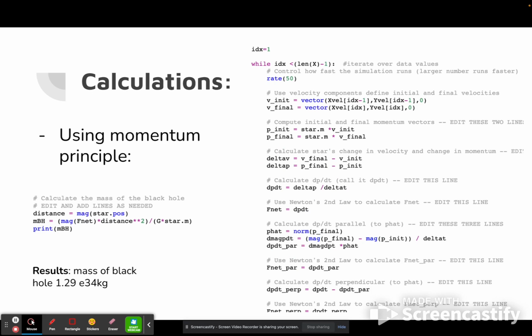For my calculations, I use various equations that I previously mentioned, such as p equals mv, Newton's second law, the momentum principle, and the fact that Fnet equals perpendicular plus parallel force, and the force of gravity equation, among other equations. On the right side of the slide, we can observe that we calculated the initial and final position vectors, the change in velocity, and the change in momentum in order to calculate dp/dt, and then we calculate net force through Newton's second law, and later the Fnet parallel and perpendicular components. Lastly, to find the mass of the black hole, we use the force of gravity equation, which I found to be 1.29 times 10 to the power of 34 kilograms.